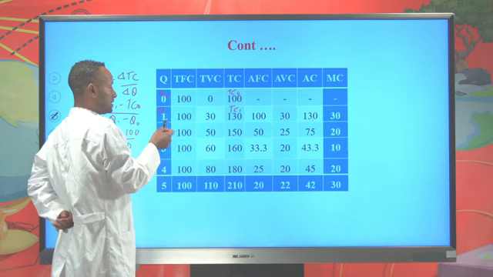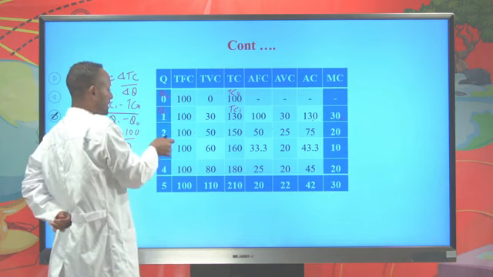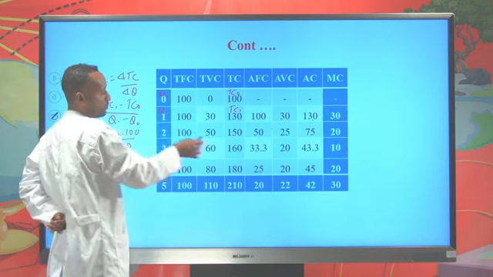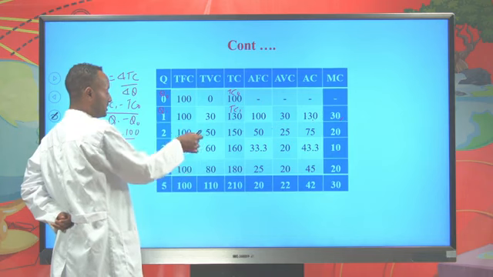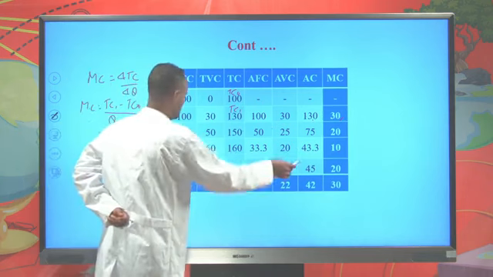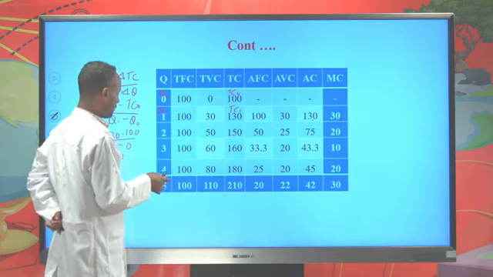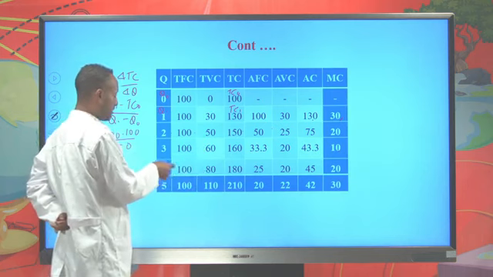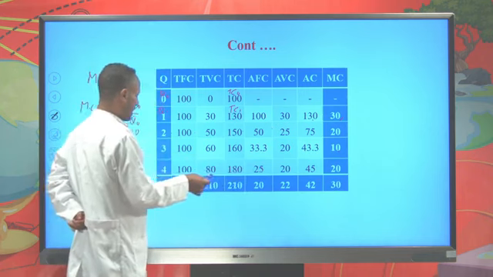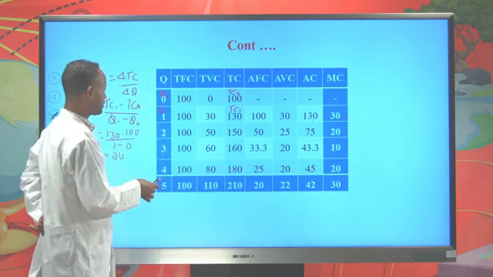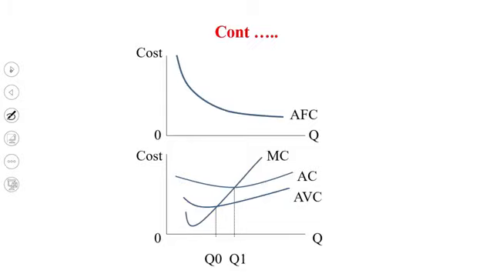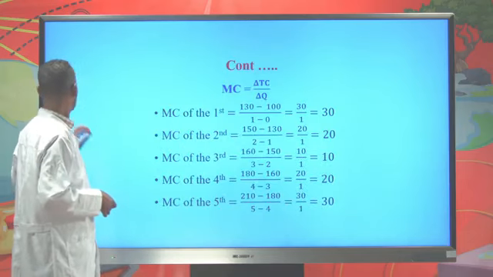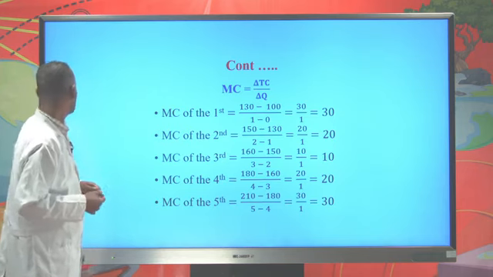Again, using the TVC, the marginal cost of producing 2 units is 50 minus 30 divided by 2 minus 1, which is 20. Again, the marginal cost of the third is 60 minus 50 divided by 3 minus 2, which is 10. The marginal cost of the fourth is 80 minus 60 divided by 4 minus 3, which is 20. And finally, the marginal cost of 5 units of a commodity is 110 minus 80 divided by 5 minus 4, which is 30. This is the way of calculating the marginal cost of production.